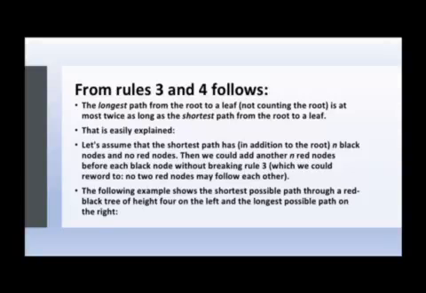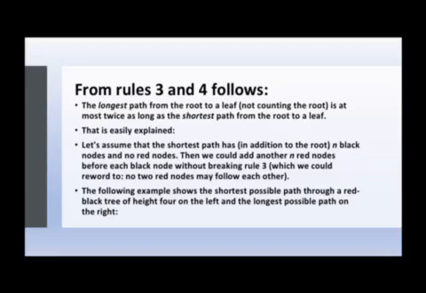From Rules 3 and 4 follows: the longest path from the root to a leaf, not counting the root, is at most twice as long as the shortest path from the root to a leaf. That is easily explained. Let's assume that the shortest path has, in addition to the root, n black nodes and no red nodes. Then we could add another n red nodes, one before each black node, without breaking Rule 3, which says no two red nodes may follow each other.